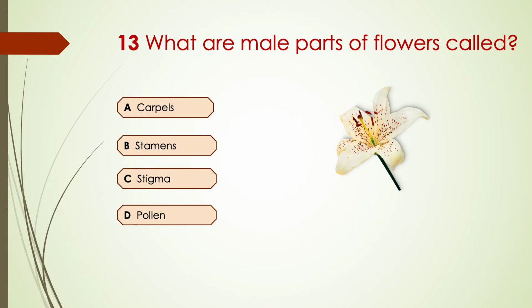What are the male parts of flowers called? Option A, carpels. Option B, stamens. Option C, stigma. Option D, pollen. The answer is option B, stamens. The male parts are stamens, which produce pollen. Carpels are the female parts of the flower, which produce ovules that eventually become seeds.